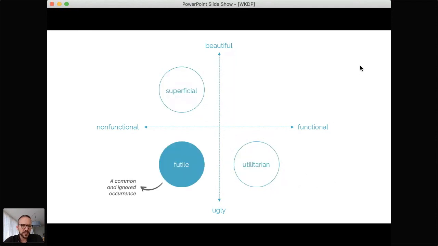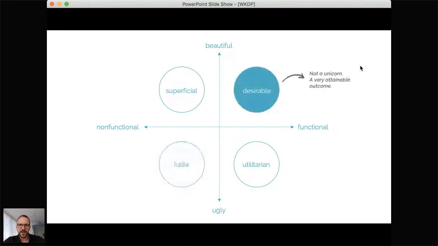Rarely do people explore this quadrant, maybe for a reason, but it is actually a very common occurrence and normally ignored by people, right? I would call this the futile, which is something that is not aspirational by any standards. It's not only non-functional, it doesn't work properly, but it's also ugly. So it's the worst of both worlds, right? But no one really mentions this. And it's, again, unfortunate. I'm sure all of you, hopefully, maybe even on a daily basis, encounter examples that fall into this area.